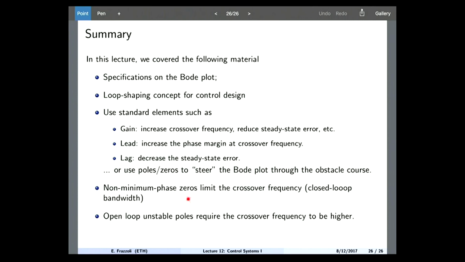Remember the non-minimum phase zeros. Whenever you have non-minimum phase zeros, don't trust Bode, don't trust your instincts. Just do Nyquist on the side, okay? Nyquist or root locus on the side. The effect of non-minimum phase zeros is to limit your crossover frequency, that is the closed loop bandwidth. And conversely, open loop unstable poles require your crossover to be large enough, typically, okay? Meaning your compensator needs to be fast enough.